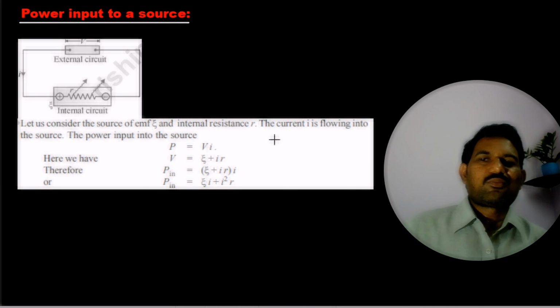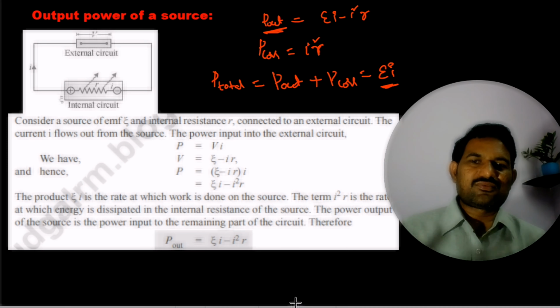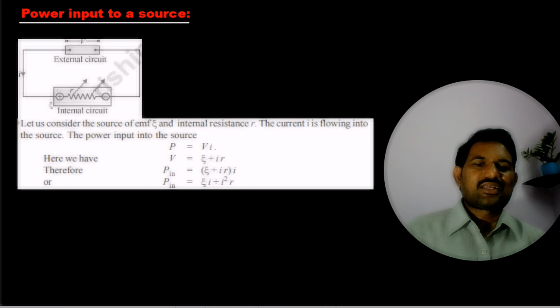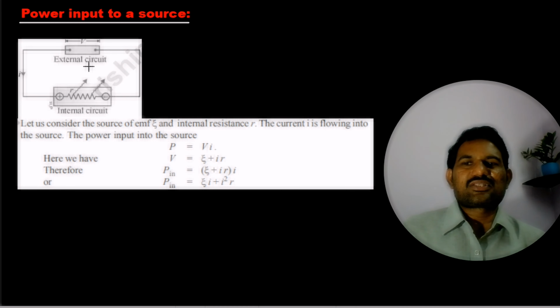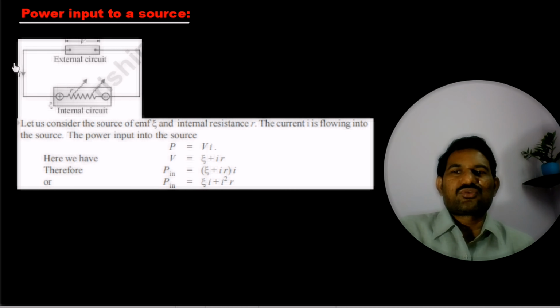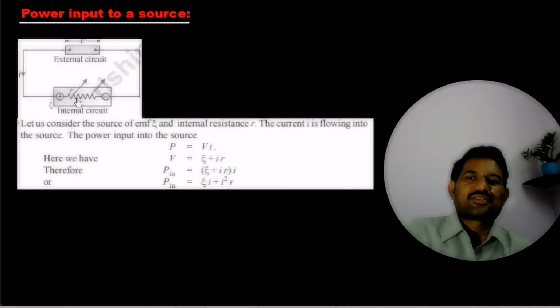And next, suppose the cell is in the discharging and the charging state. The previous discussion was when the cell is in discharging state, right? So now we consider when the cell is in charging state. Charging state means the current should enter into the positive terminal of the battery. Then the battery is said to be in charging state.